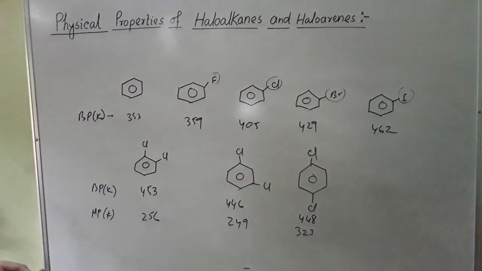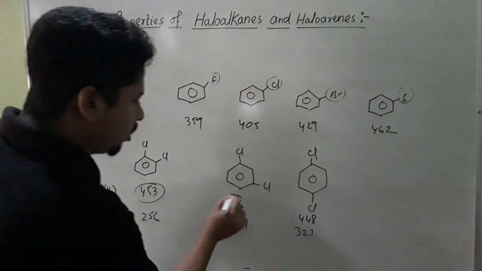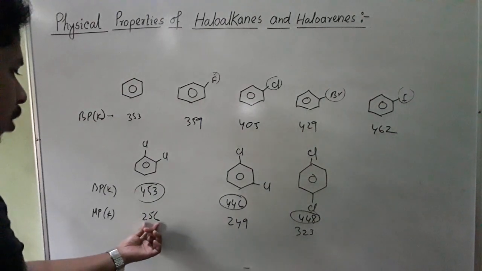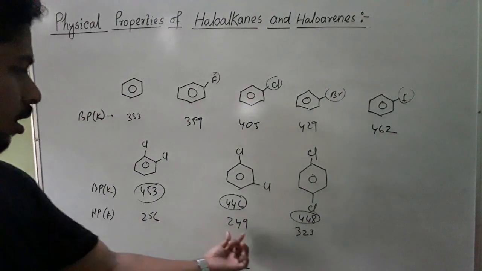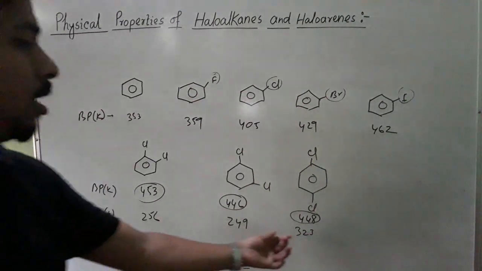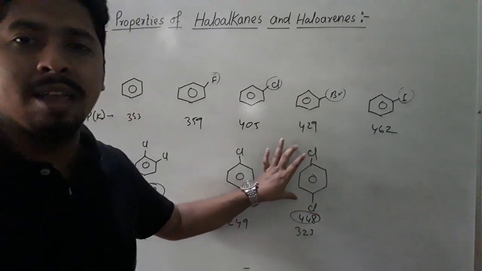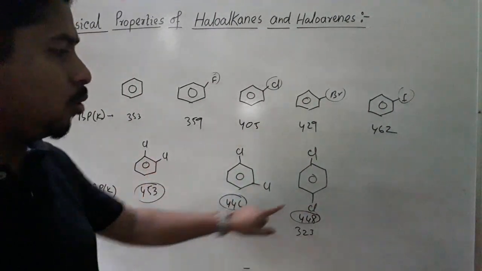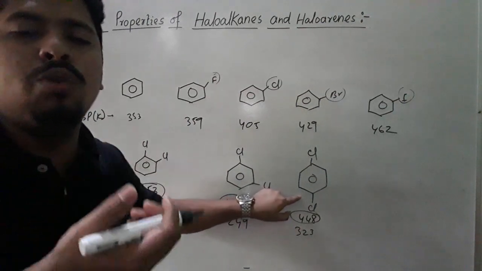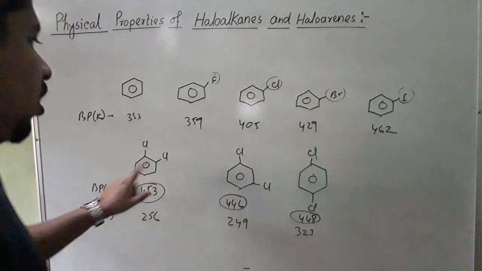So for the isomeric dihaloarenes, their boiling points are quite similar, but the melting points are different. Here we have 256 Kelvin, 249, and this one is 323. There is a huge difference. Why? The melting point of 1,4-dichlorobenzene is higher than both these isomers, because this molecule is symmetrical and stable, so it will fit into its crystal lattice more tightly. That's why its melting point is high compared to the other molecules.